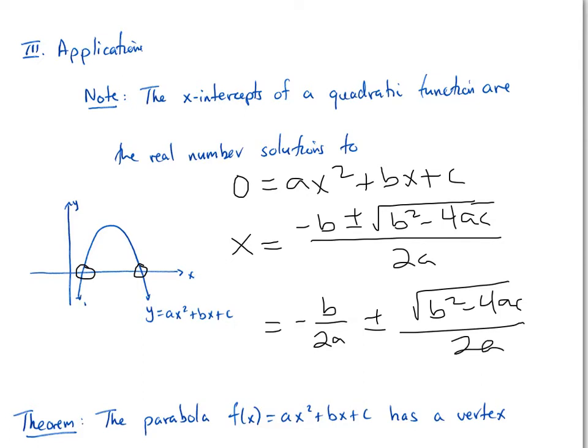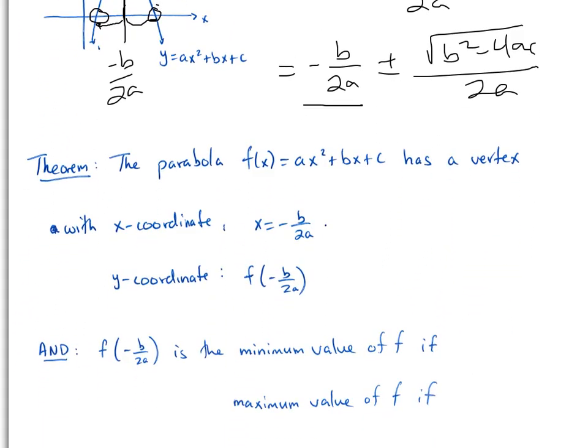And from this we can see that the two x-intercepts we have are the same distance away from negative b over 2a. So this value in the middle must be negative b over 2a, because then we go plus a certain distance to get one x-intercept and minus a certain distance to get the other x-intercept. The significance of this is that that line corresponds exactly to the x-coordinate of our vertex. So we get this cute little theorem that says that a parabola has a vertex with x-coordinate equaling negative b over 2a. The way I remember this is just the start of the quadratic formula.